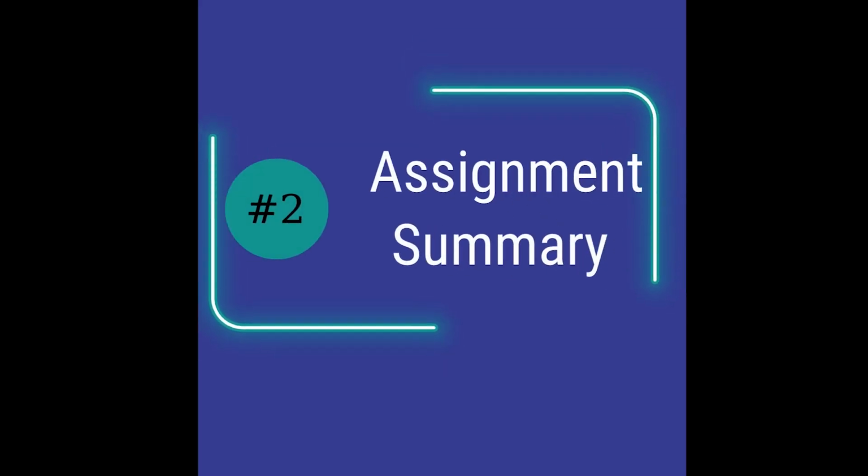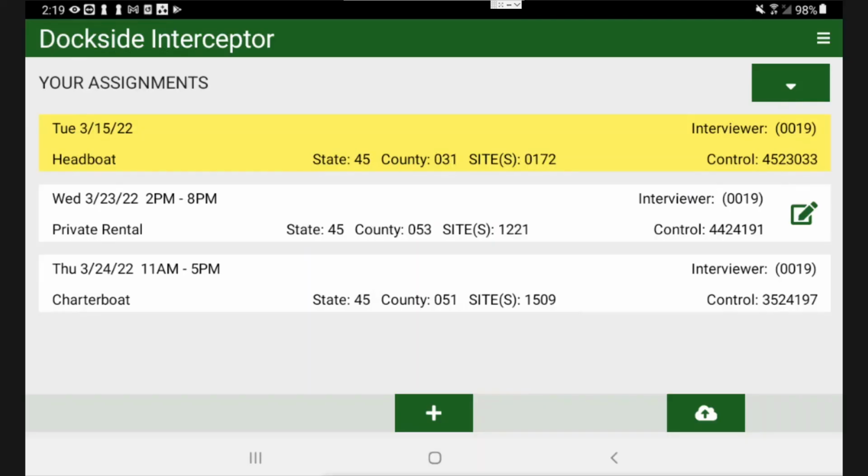In the assignment summary, all assigned site and headboat assignments from the past 7 days and future 14 days that have not been completed will be presented within the initial list of APAIS assignments under your assignments. Headboat assignments will be displayed in yellow to distinguish themselves from site assignments in white. Assignments that have been edited in any way, not just opened or viewed, but those which have had information changed, will remain in the list of assignments until submitted or deleted.